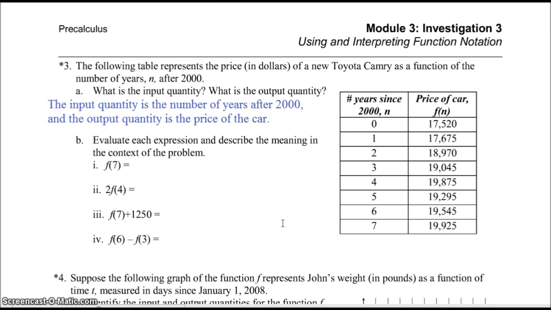Part B says to evaluate each expression and describe the meaning in the context of the problem. F of 7. F of 7 represents the output of our function when the input is 7. Now we know that the input is the number of years since 2000, so our input is 7. And when we have that particular input, our output is 19,925. The price of the car in 2007 is 19,925.